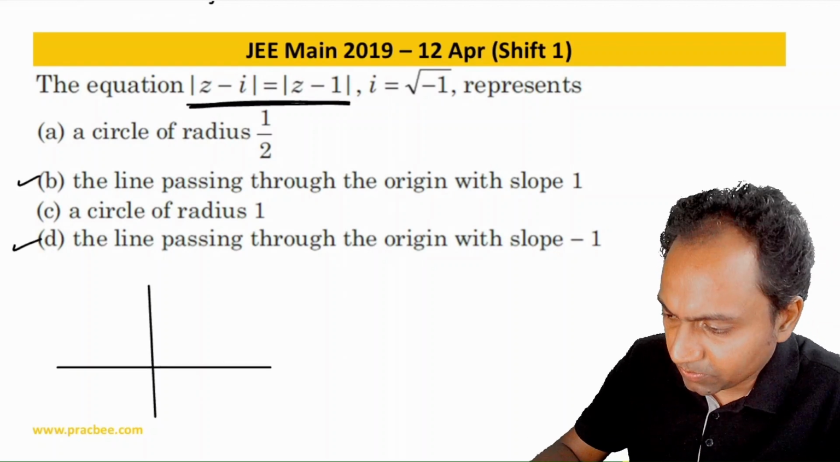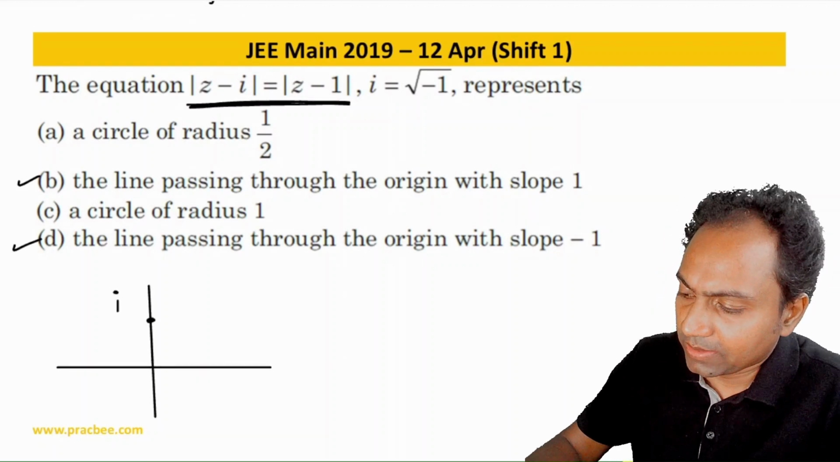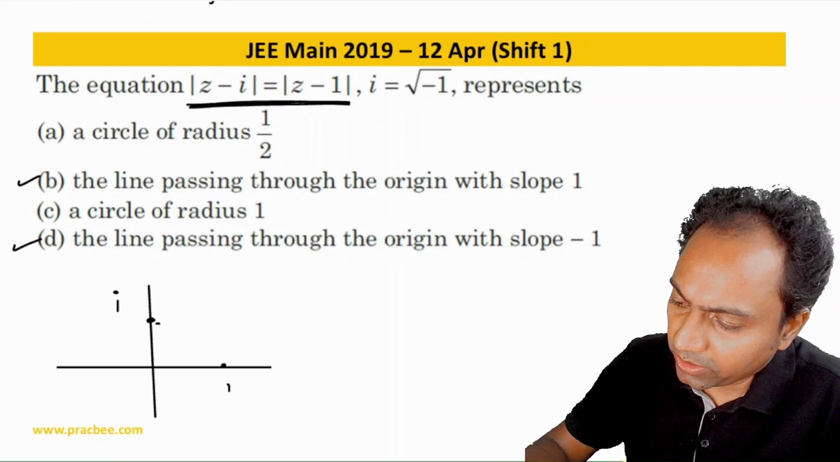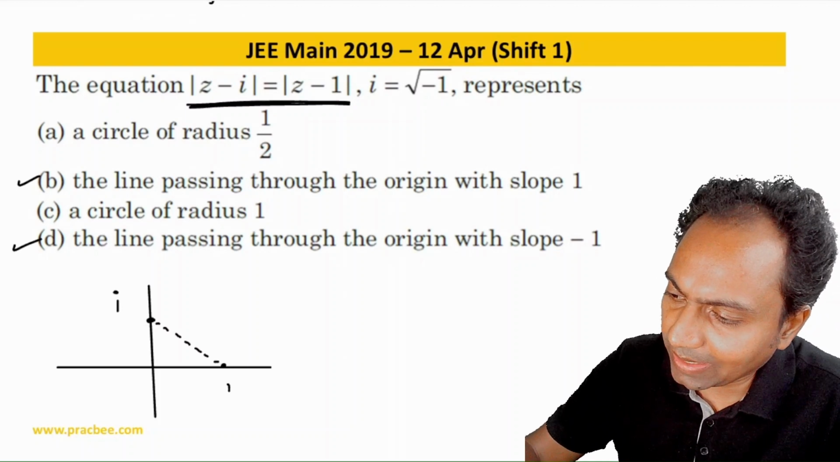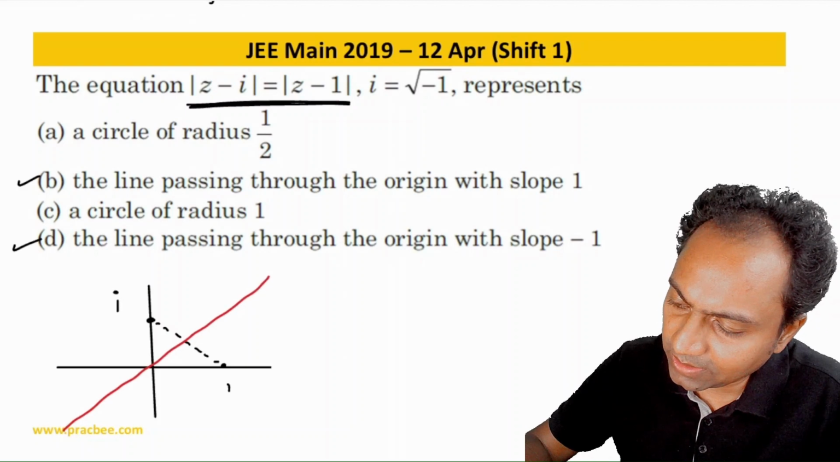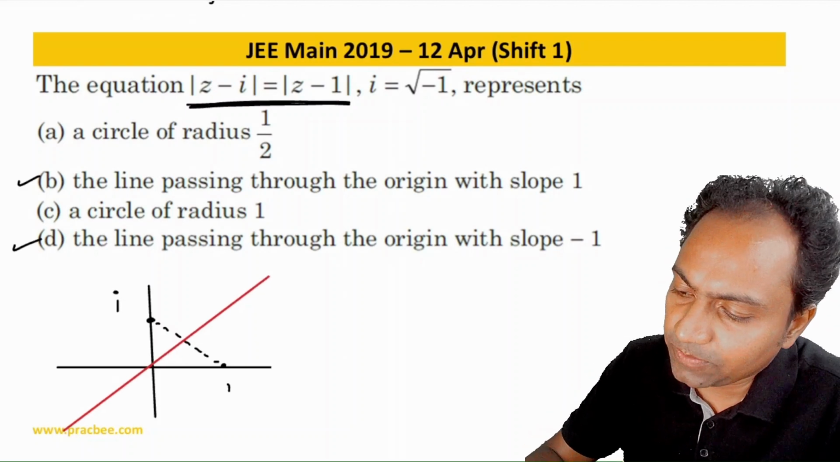If I mark my first point, that is i, and another point, that is 1, and I join these two points, we are talking of an angle bisector. So this line is going to be something like this. The slope is going to be plus 1. Hence option B becomes correct.